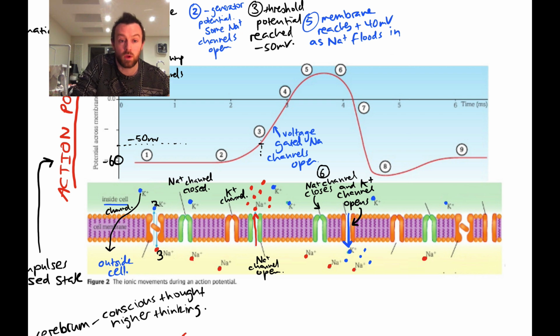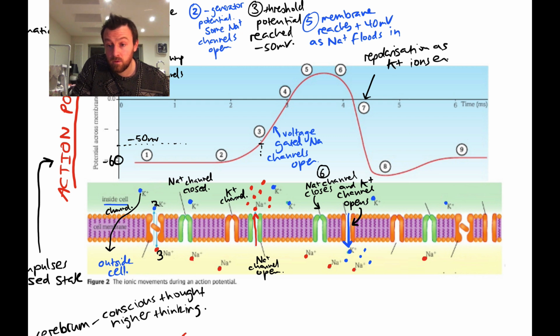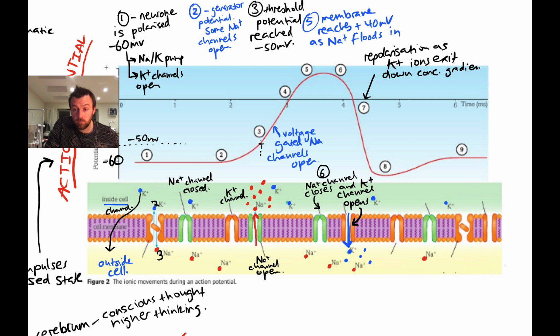So 7 is basically repolarization. So 7, repolarization as K plus ions exit down concentration gradient. Remember, all these ion movements are down concentration gradients. The concentration gradient itself is set up at 1 here by the sodium-potassium pump, but then once it triggers, it's just diffusion, facilitated diffusion through these channels.